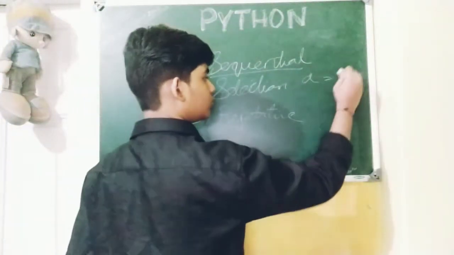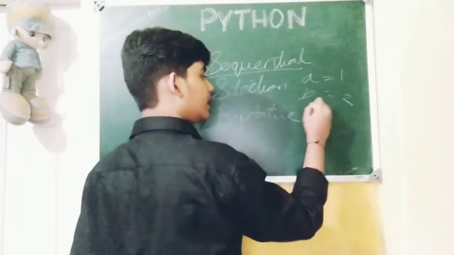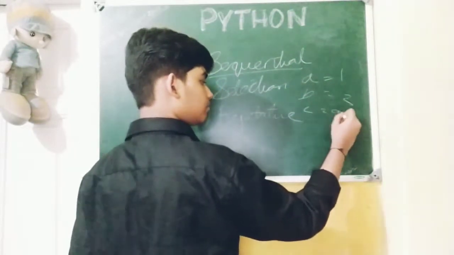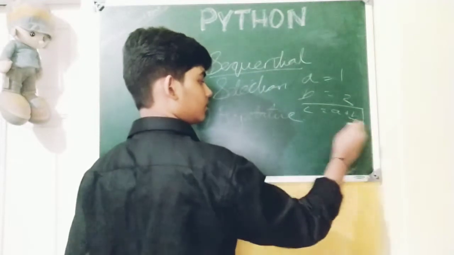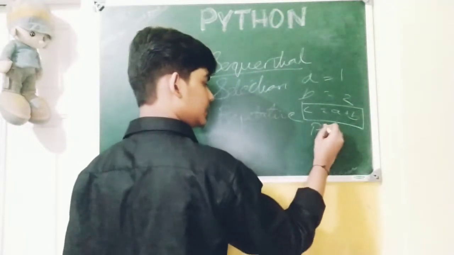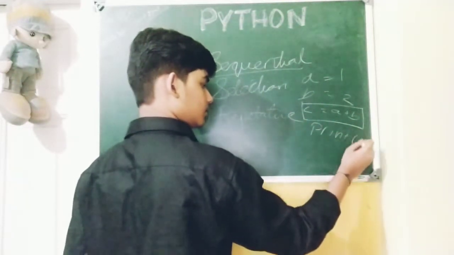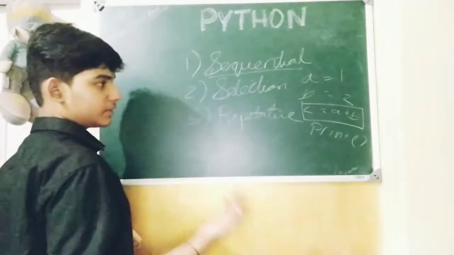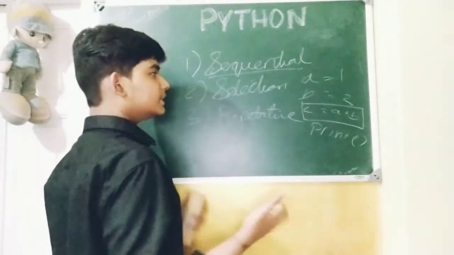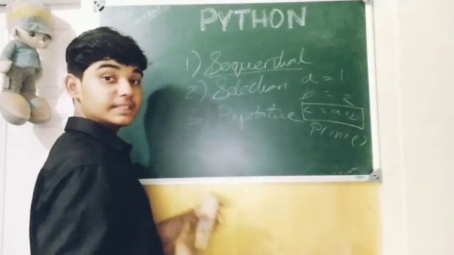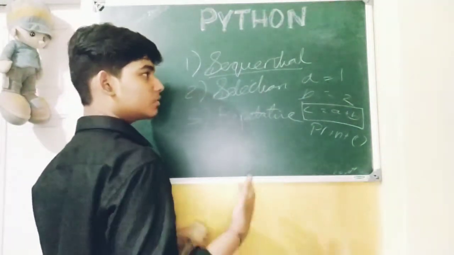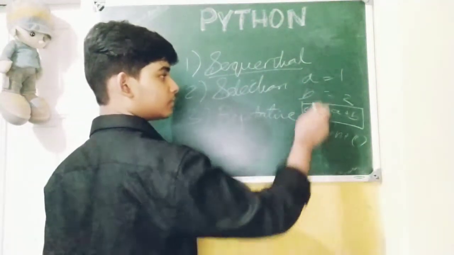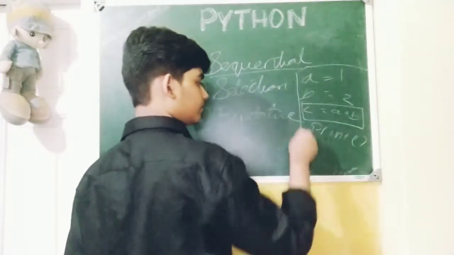So let's take A is equal to 1, B is equal to 2, and C is equal to A plus B. So print C. So this is basically how sequential works. As the name suggests, sequential, which basically means sequence, it goes through a sequence, top to bottom, and it doesn't check for anything else.